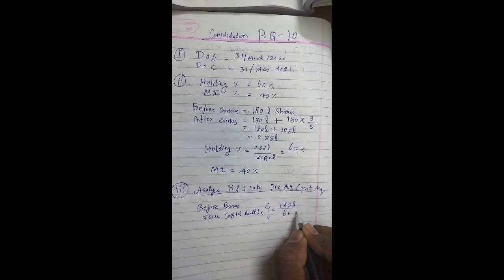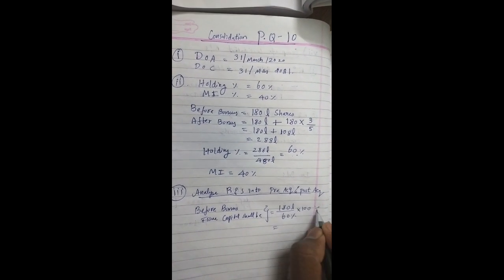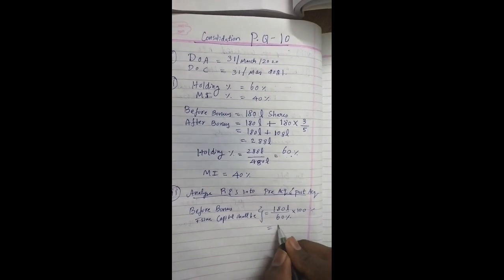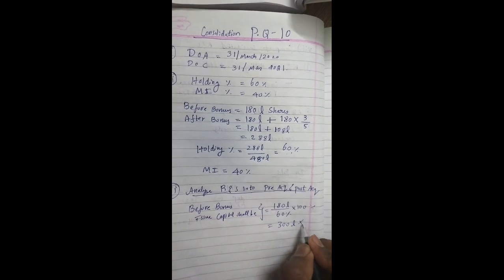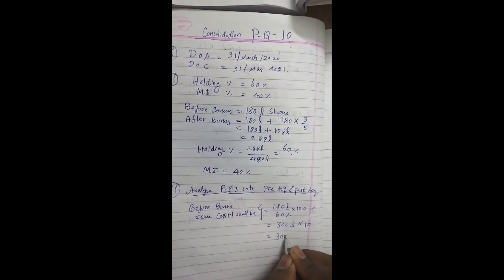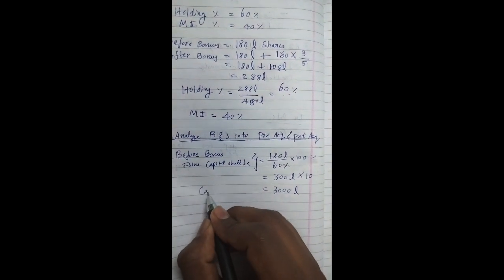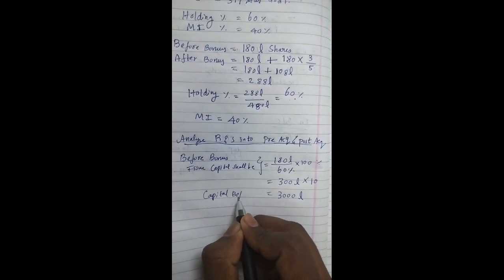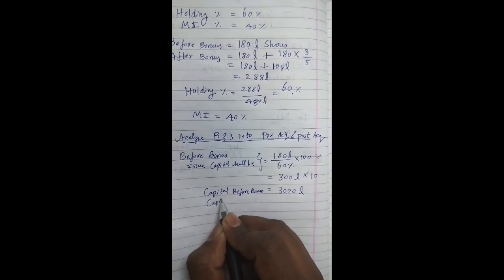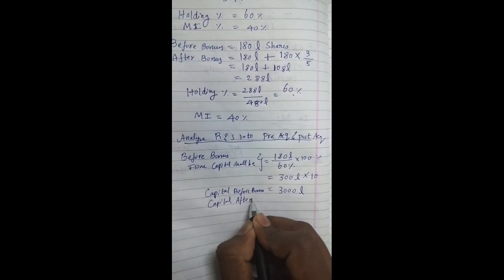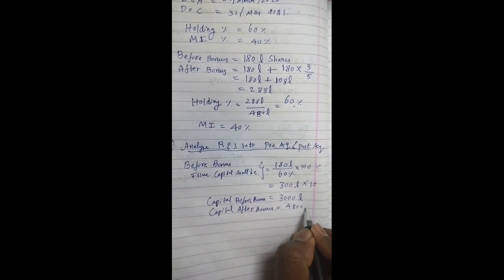180 lakh is 60 percentage, so 100 percentage is 300 lakh. 300 lakh shares into value 10 rupees, so 3000 lakh shares. These 3000 lakh shares is the share capital before bonus, right? Share capital after bonus is equal to how much? 4800 lakh.